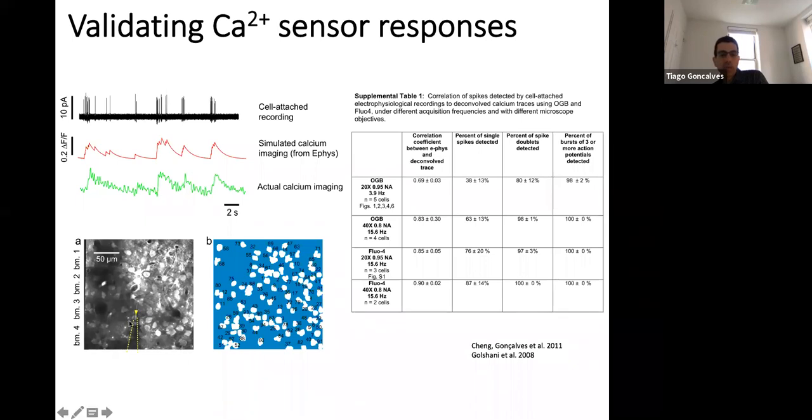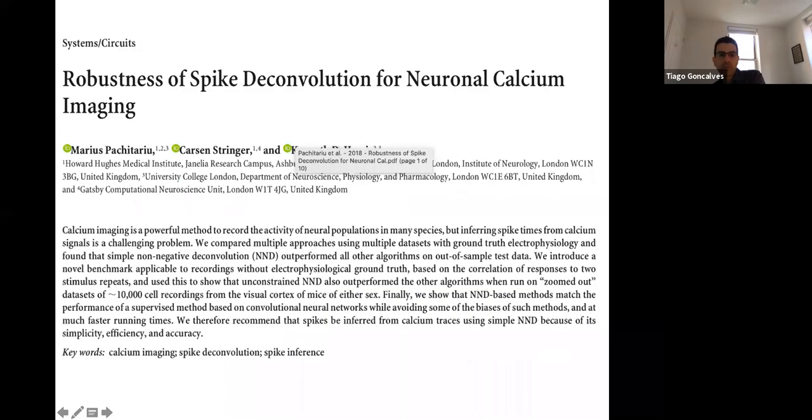Here, for example, I was patching a cell, I had the pipette here, and I was able to get the calcium imaging and the recording. Then you can see, in different setups at different speeds of imaging, how many of your single spikes are detected, how many of your doublets are detected, and if you have three or more action potentials, how much you can detect.